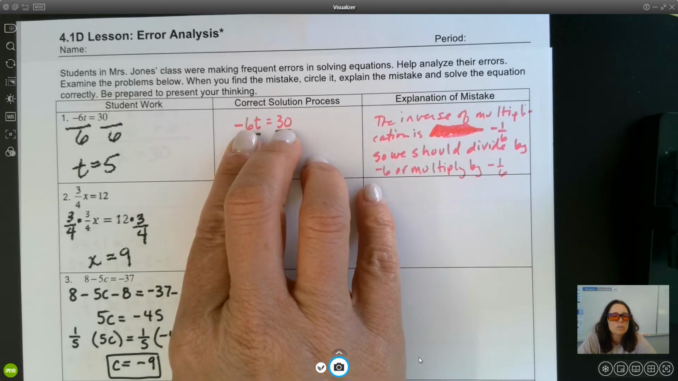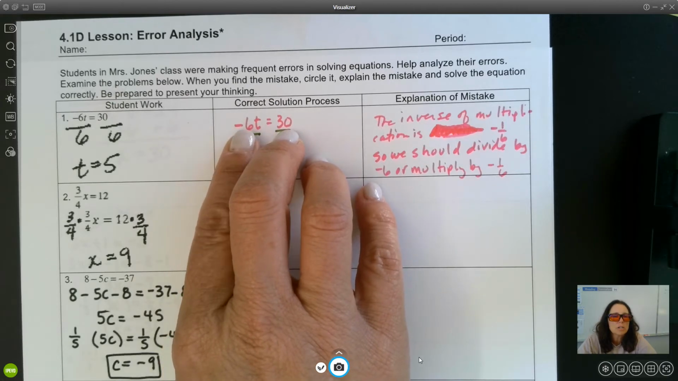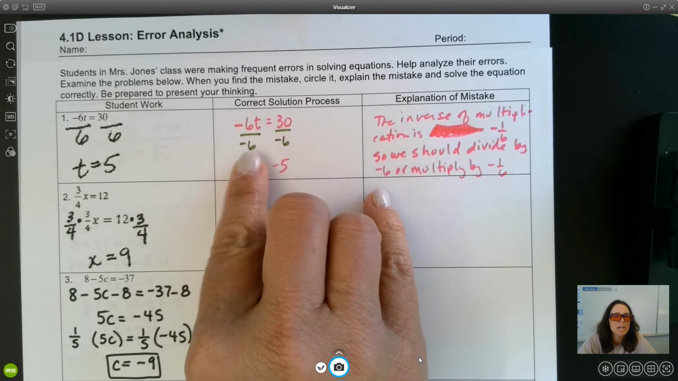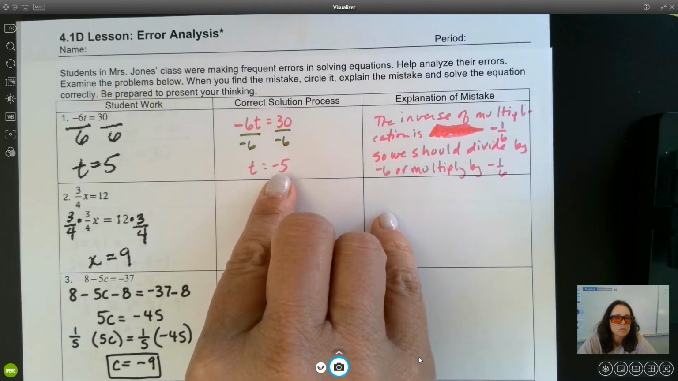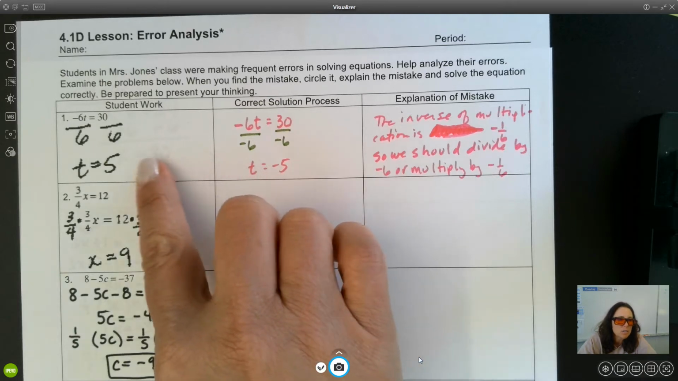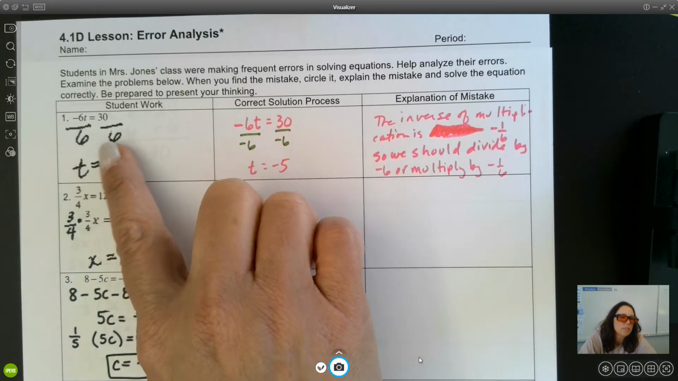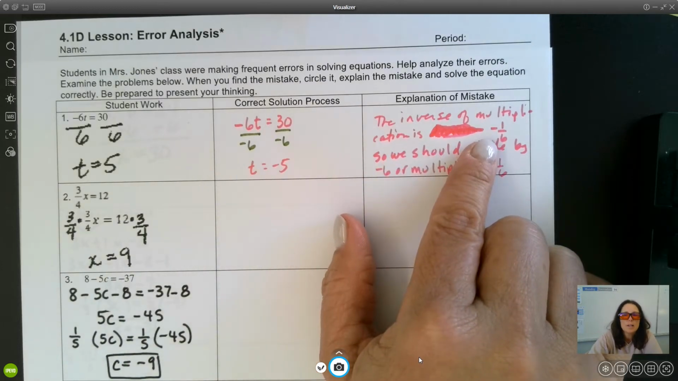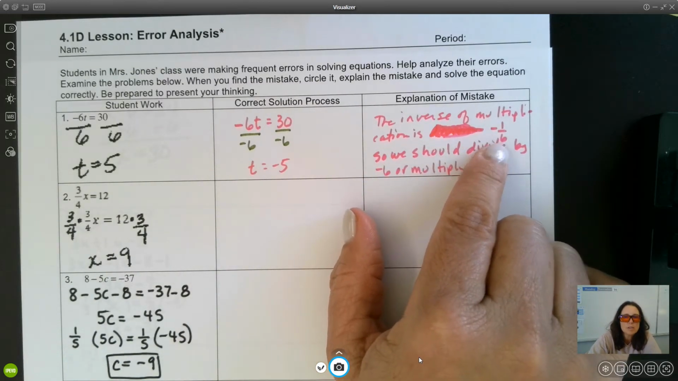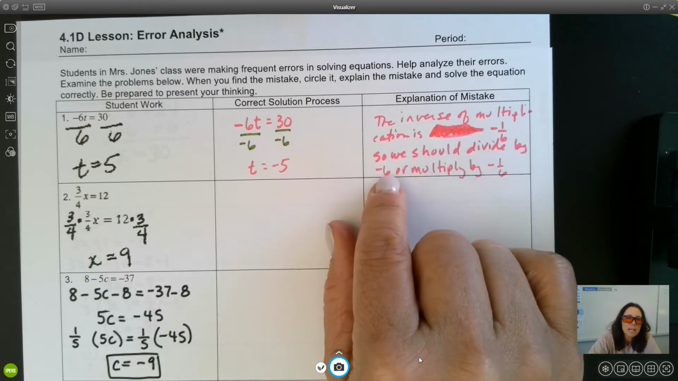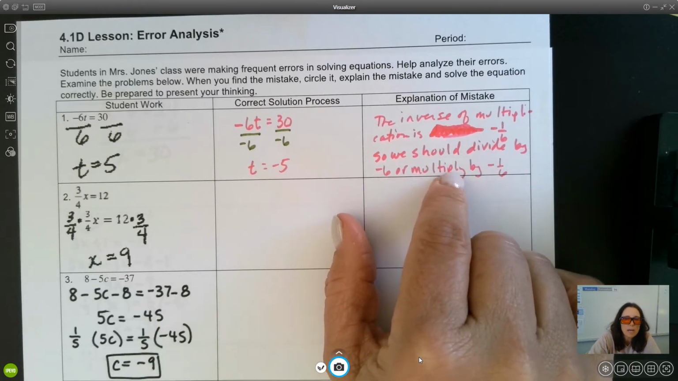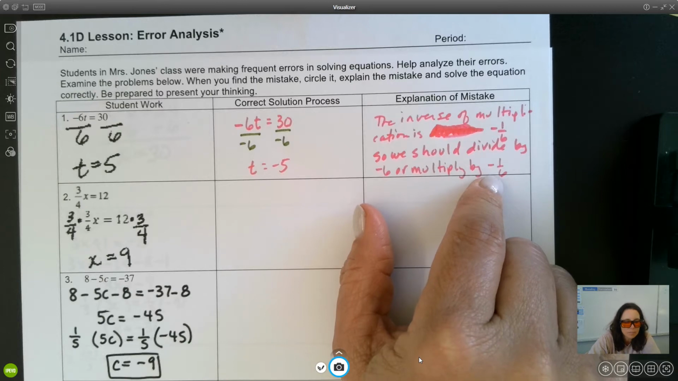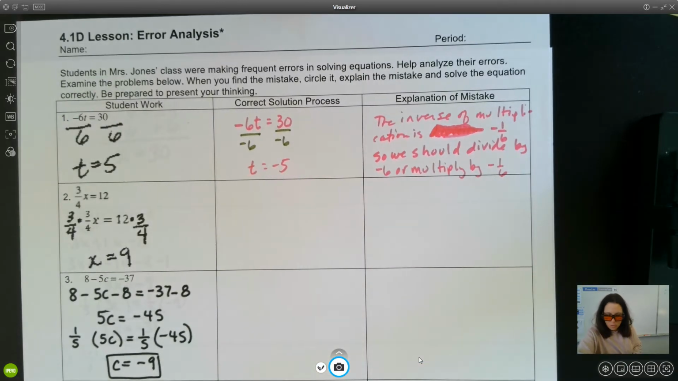And in order to get rid of the multiplication of -6, we would need to divide by -6, leaving us an answer of -5. Okay, so looking back at their work, oh, they forgot the negative. Okay, so the inverse of multiplication is -1/6. So we should divide by -6 or multiply by -1/6. Okay, all right, this next one here.